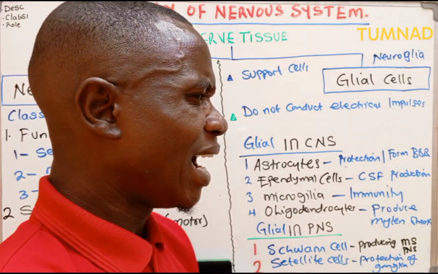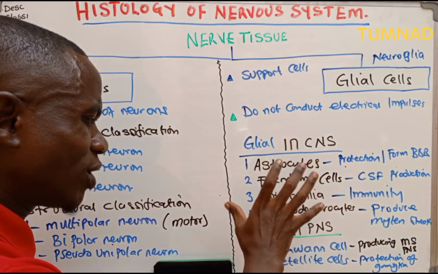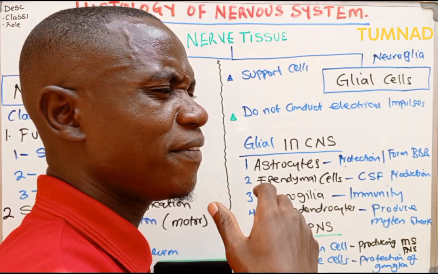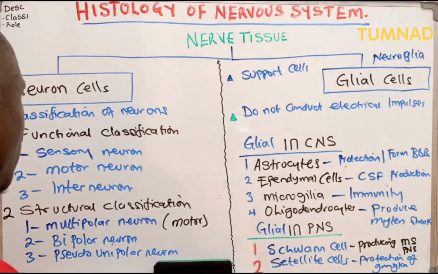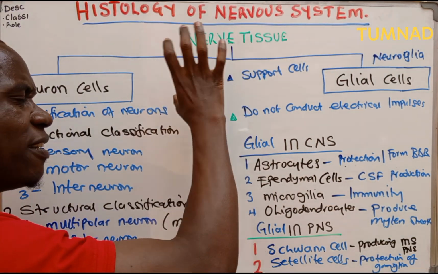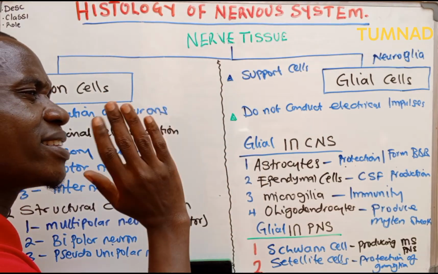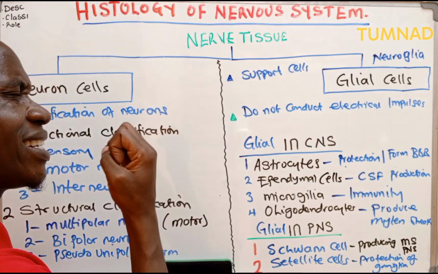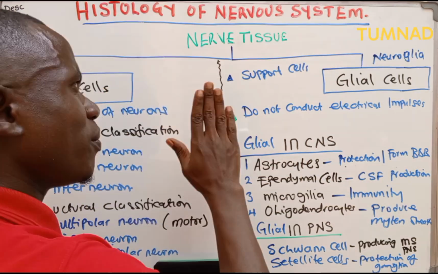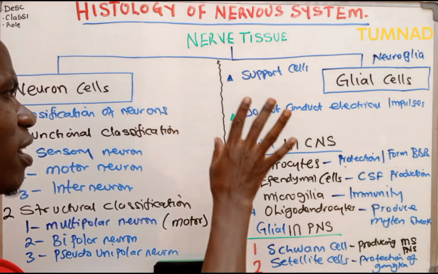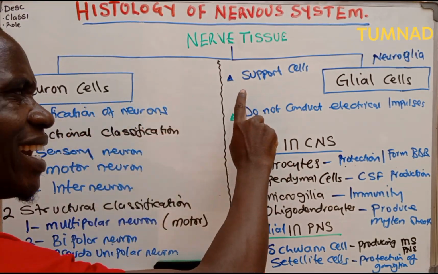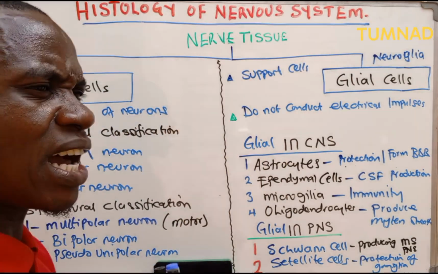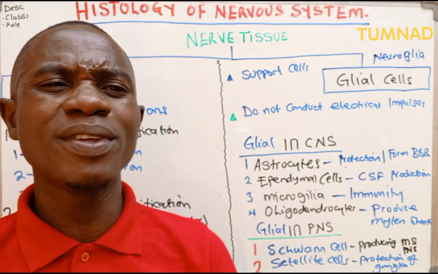Having looked at all that, we have just seen the introduction to the histology of the nervous system. Let's have a very quick recap of what we have just discussed. We extracted a nervous tissue and examined it at a microscopic level. We want to see the kinds of cells located in that nervous tissue. When we zoom in, we see two categories of cells. The first category is the neuron cells, and the other is the glial cells, or neuroglia. The neuron cells are the conducting cells. They are the excitable cells.